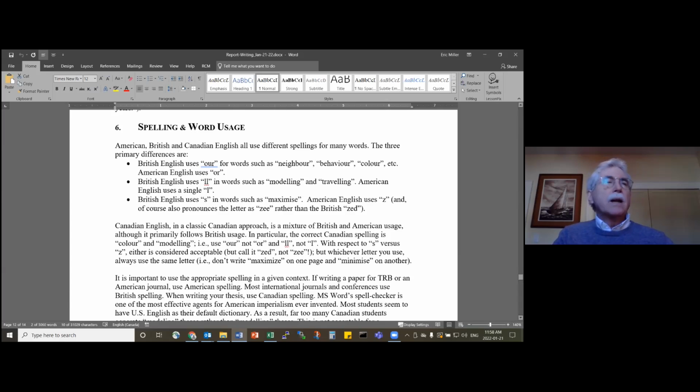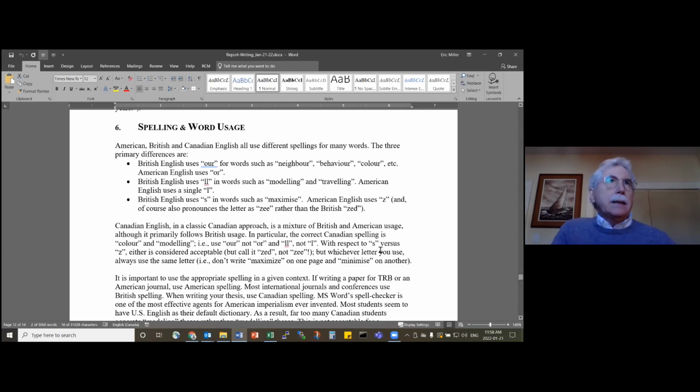If you're writing for an American journal or conference like TRB, use American spelling. Most international journals follow British spelling. So if you're writing for transportation, many of the international journals will follow British spelling. Canadian English, classically Canadian, is a mixture of both, but correct Canadian English is OUR and double L. I strongly believe any thesis written at the University of Toronto should use that spelling.